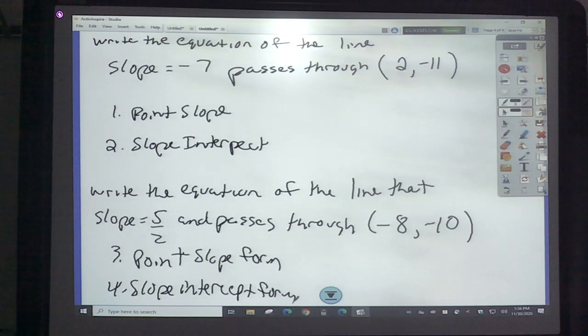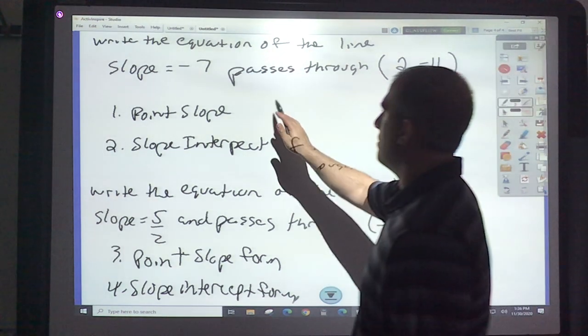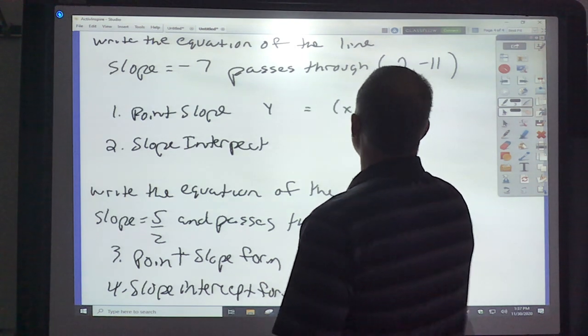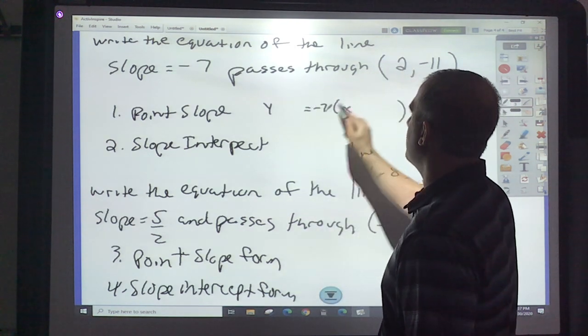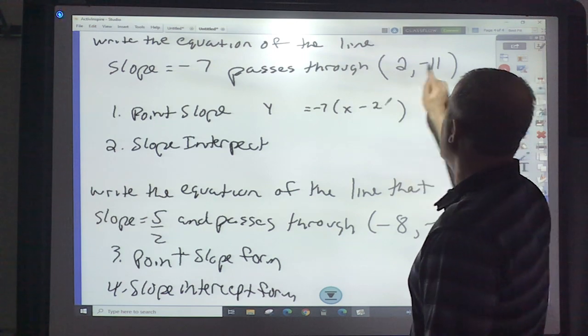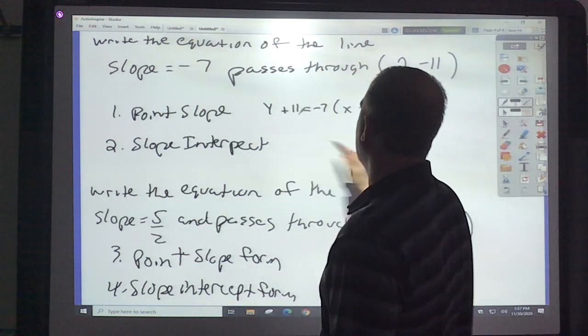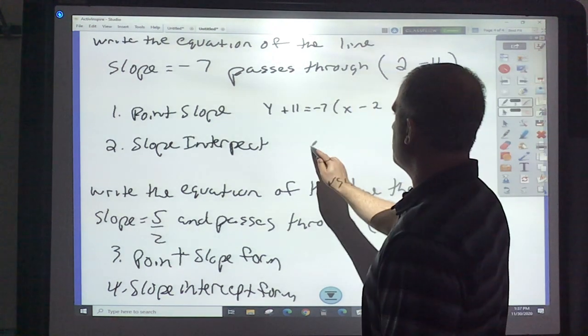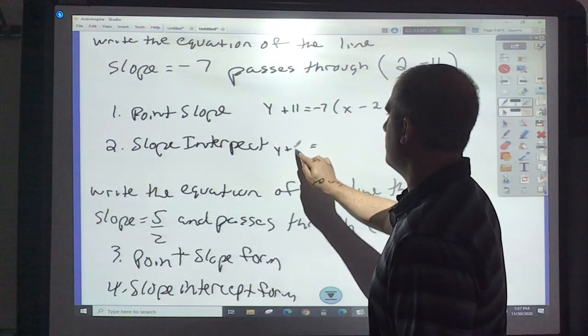All right? So for point slope here, what I want to do, y equals x. My slope goes here of -7, opposite -2, opposite +11. That's good. That's all I had to do for that. For slope intercept, I have to distribute that. It's still y plus 11.